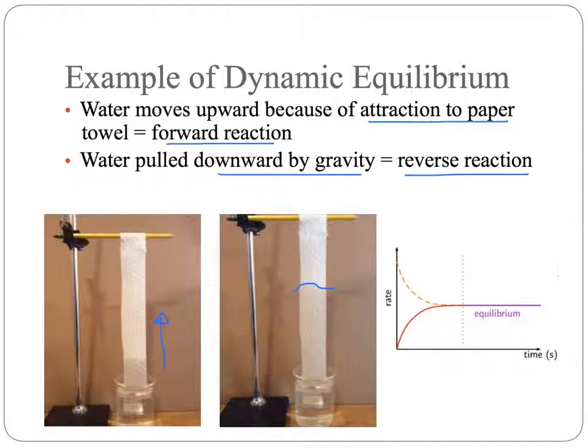So when my water got to this point after about an hour, if I put it on a graph, it would look like this, that we had reached a point of equilibrium, that there was no more change in the amount of movement of the water up the paper towel. The rate seems to have stabilized, and the rate of the water going up is being perfectly offset by the pull of gravity of water going back down.